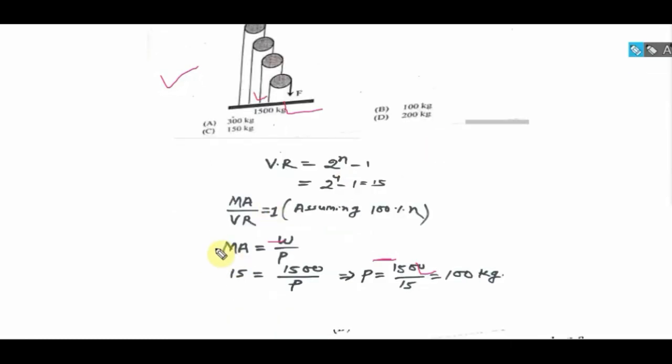So we'll assume the efficiency as 100%, that is efficiency, MA, the mechanical advantage divided by the velocity ratio, equal to 1. So MA equals W by P, that equals 15, which is 1500 by P. So P equals 100 kg. So option B will be the correct answer.